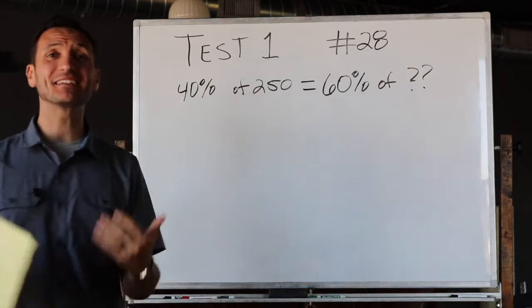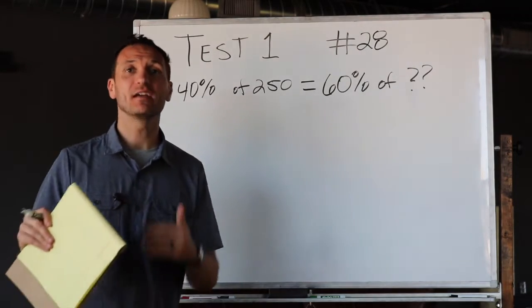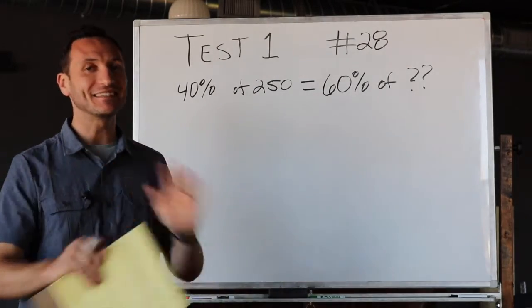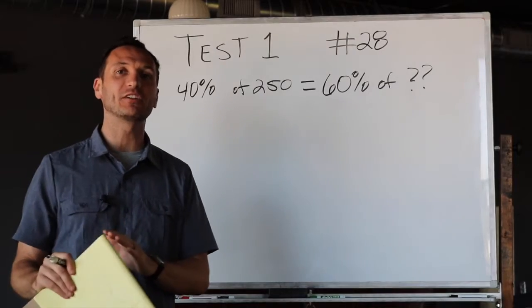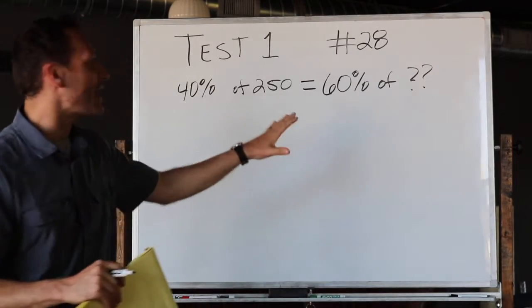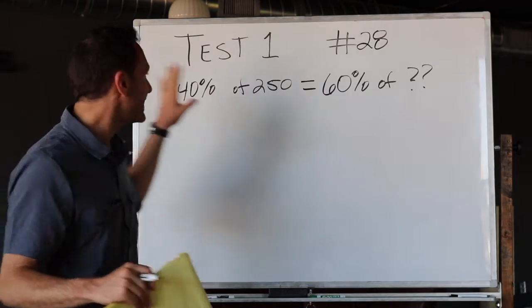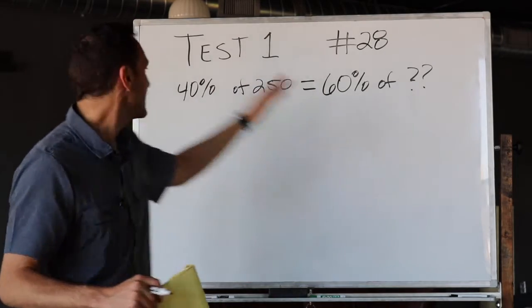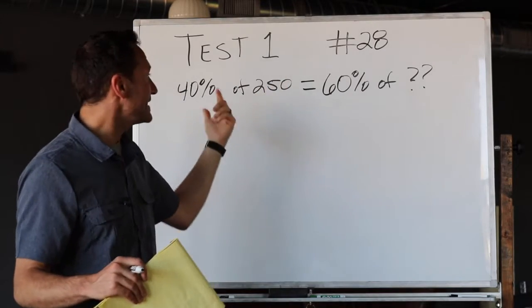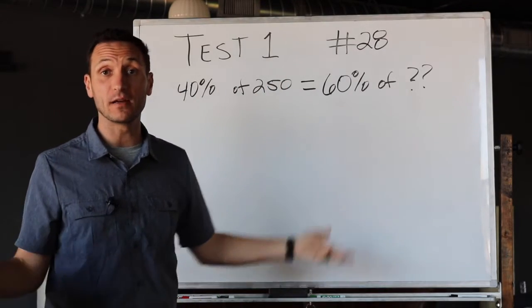So this is a basic percents question. Understanding the basics of percents will help you tackle this question. It's not that bad. It's a pretty simple question if you know how to use percents. So I wrote out this question a little differently, but this is exactly what the question said. 40% of 250 is equal to 60% of what number?